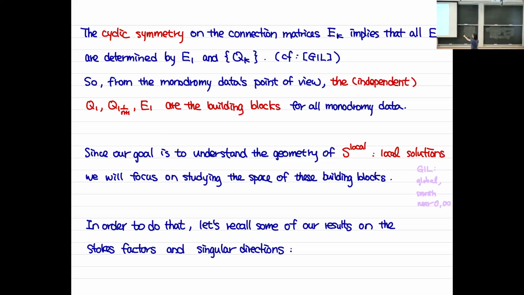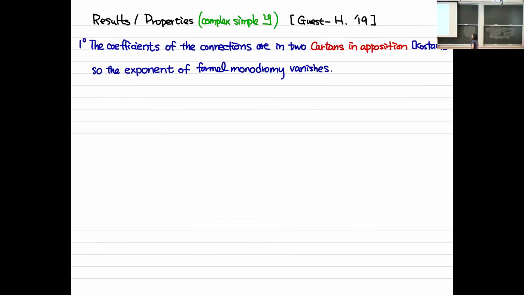Okay, so we will first review some of the results on the Stokes factors and singular directions. This is generalized to all complex simple G. The original TT* is on A_N type, so we generalize to all the complex simple G.